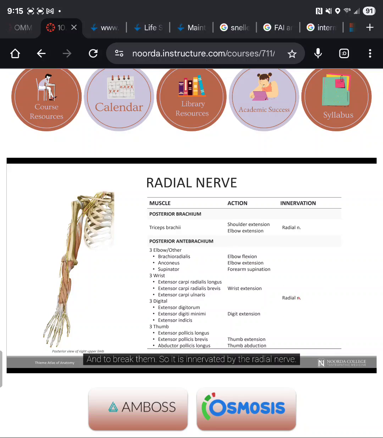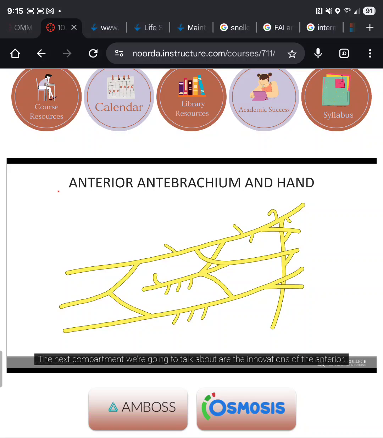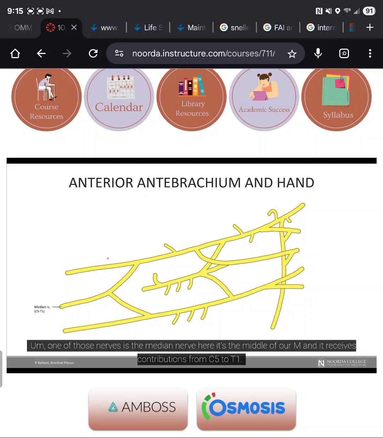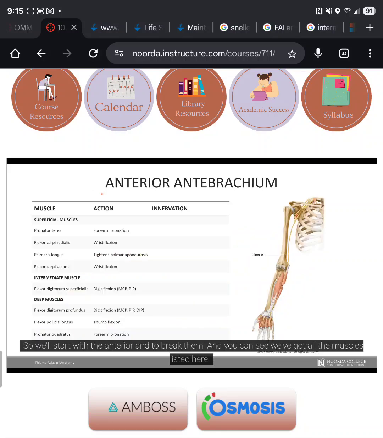The next compartments we're going to talk about are the innervations of the anterior antebrachium as well as the hand, because both of these are innervated by two nerves. One of those nerves is the median nerve here. It's the middle of our M, and it receives contributions from C5 to T1. The second nerve is the ulnar nerve, kind of the inferior part of our M, receiving contributions from C7 to T1. So we'll start with the anterior antebrachium, and you can see we've got all the muscles listed here.